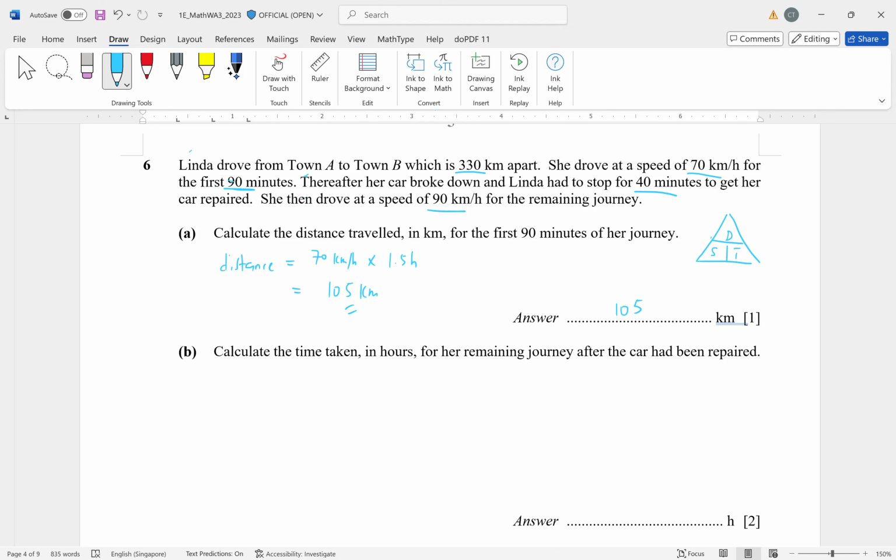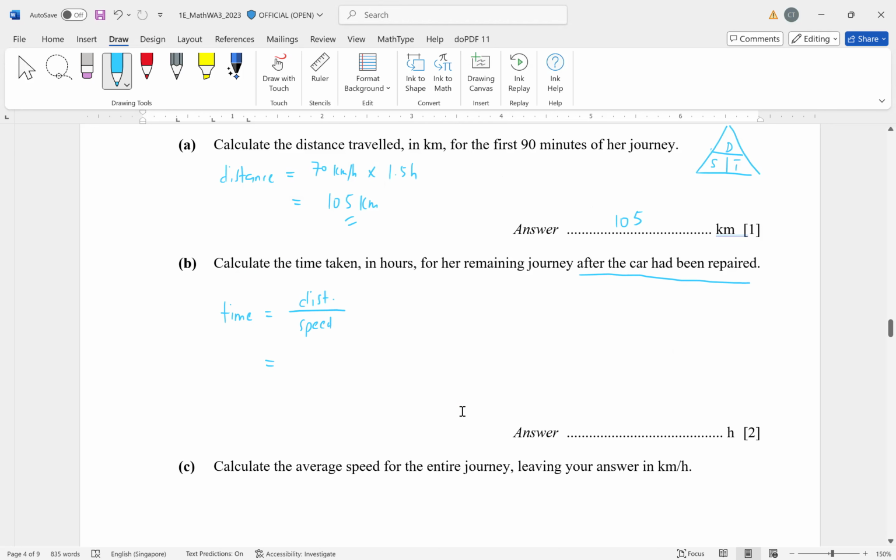Calculate the time in hours for her remaining journey after the car had been repaired. So now we want to find time. Time is distance over speed. For the part after the repair, we know that the speed is 90 km per hour, right?